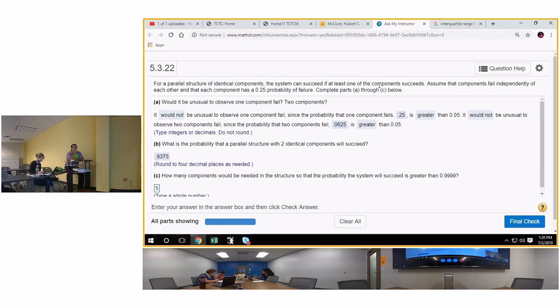What is the probability that 2 will succeed? Well, what's the complement of 0.0625? So that's the complement, 0.9375.